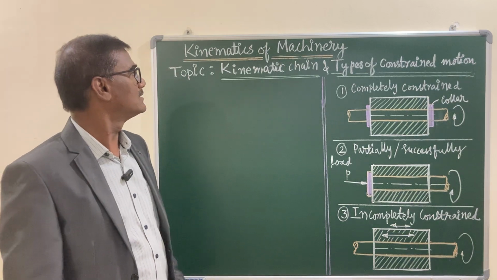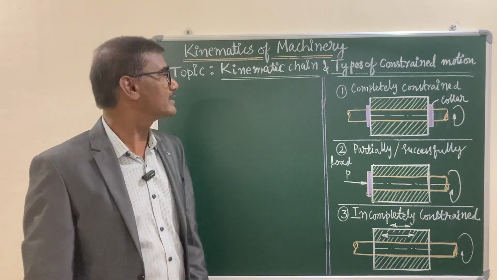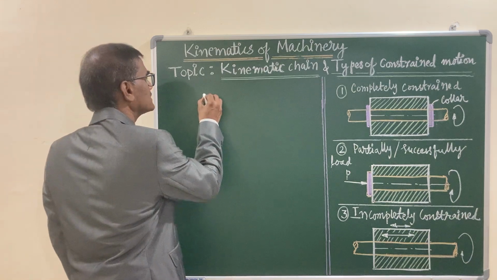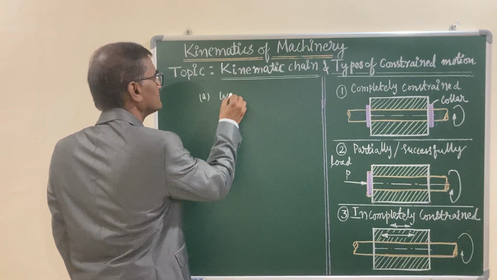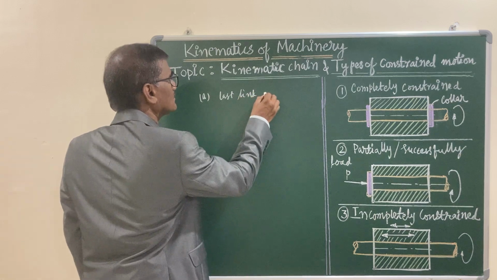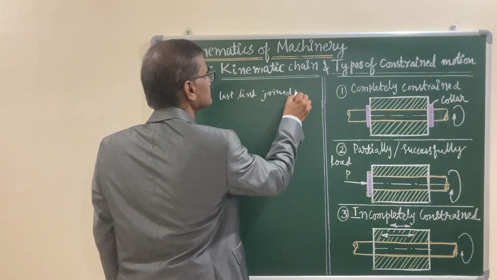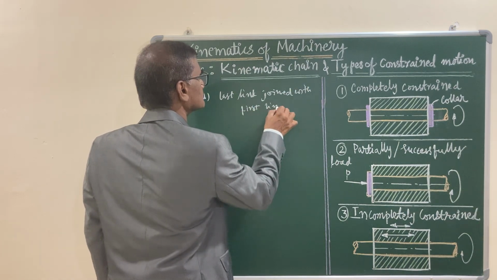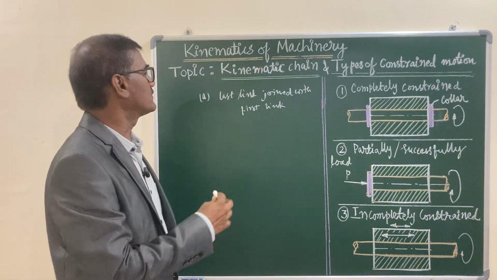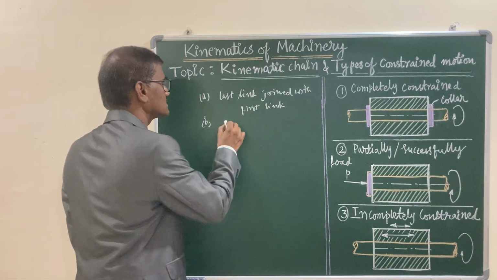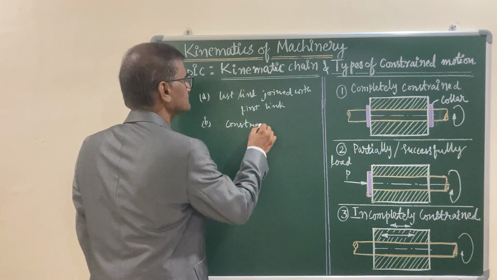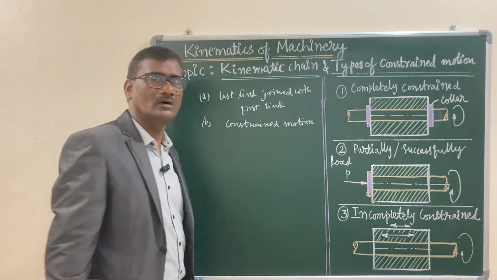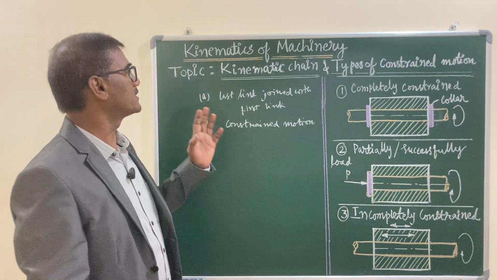Let us consider the combination of number of kinematic pairs joined in such a way that the first requirement is the last link is joined with the first link, and the second requirement is must have constrained motion. These are the two requirements in order to call a chain as a kinematic chain.